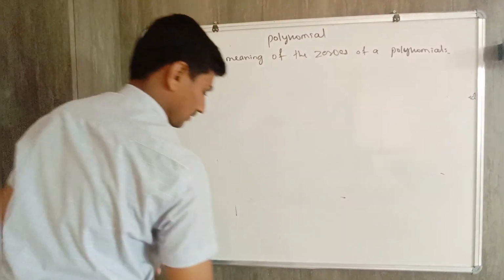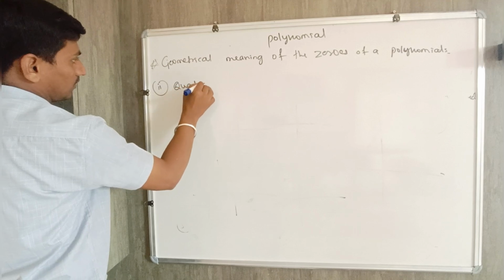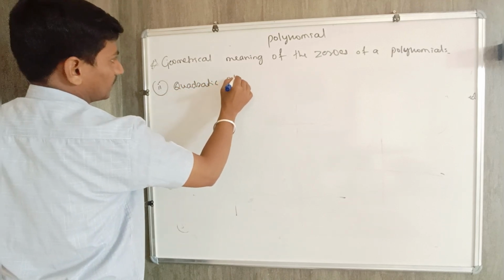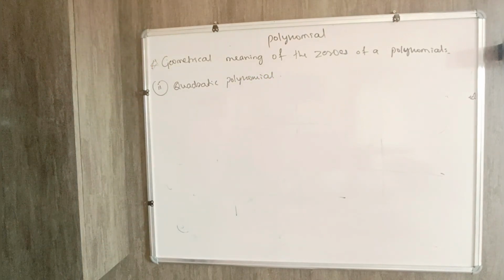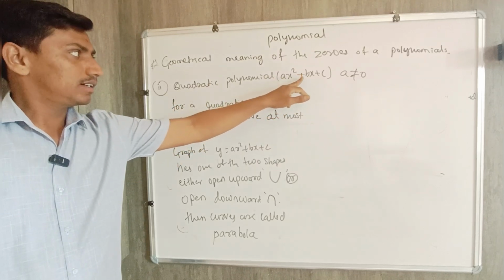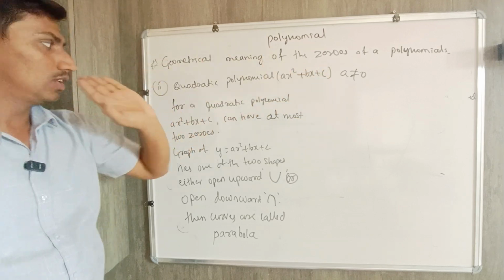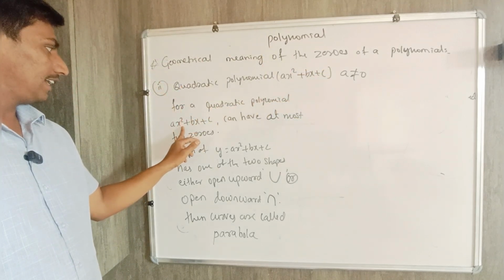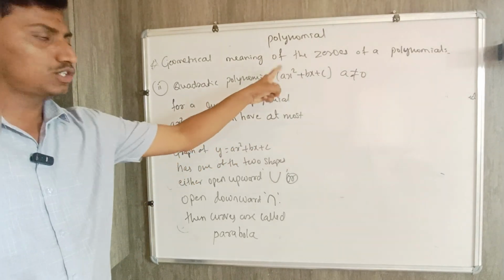Quadratic polynomial. Okay, so it is the second one, a quadratic polynomial. What is the general form? ax square plus bx plus c, a not equal to 0. For a quadratic polynomial, ax square plus bx plus c can have at most how many zeros? Here the highest degree is 2, which means 2 zeros.